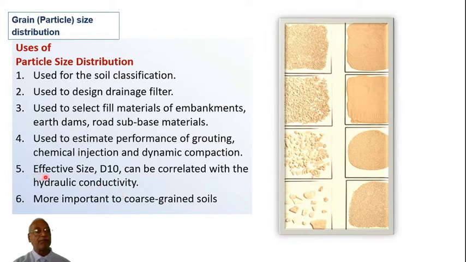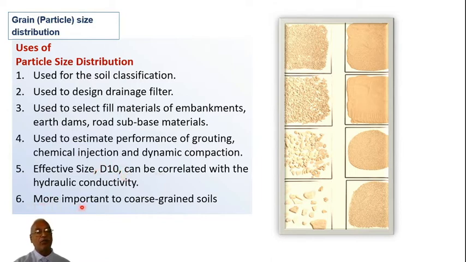Then there is a term known as effective size, which is D10, which can be correlated with the hydraulic conductivity. Hydraulic conductivity is nothing but the ability of the water to pass through, or the ability of soil to allow the water to pass through. That is conductivity. Now it depends upon what is known as D10. We'll see what exactly D10 is in a short while.